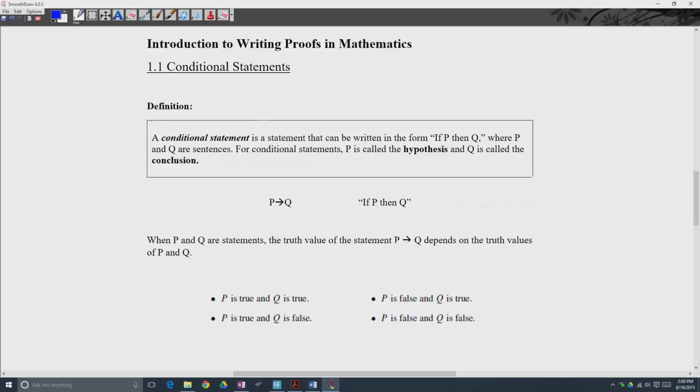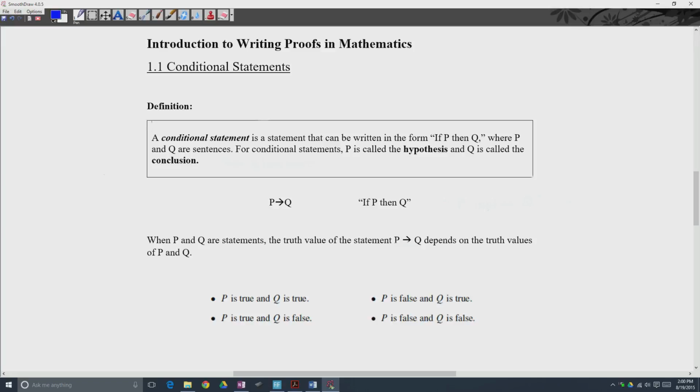This is the second video in the series Introduction to Writing Proofs in Mathematics. We're still in section 1.1, and today we're going to talk about conditional statements. Conditional statements are extremely important because they're one of the most analyzed types of statements in proof-based mathematics courses, and so it is important for you to understand them. Let's just start off with a definition.